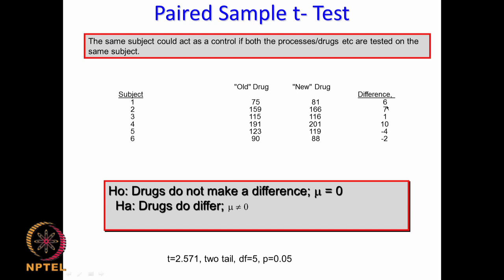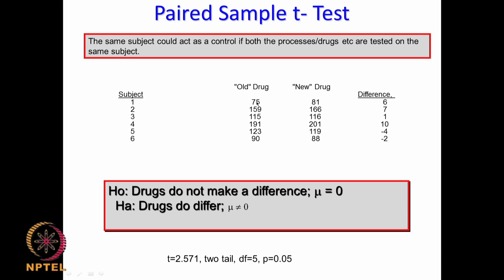But if I see a statistically significant difference which is away from 0, then I can say the new drug is different from old drug, or the new treatment is different from the old treatment, and that is what is paired sample t-test. So I take a difference and after that I will perform a one sample t-test with mu is equal to 0.